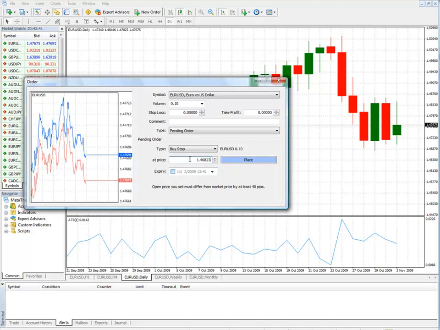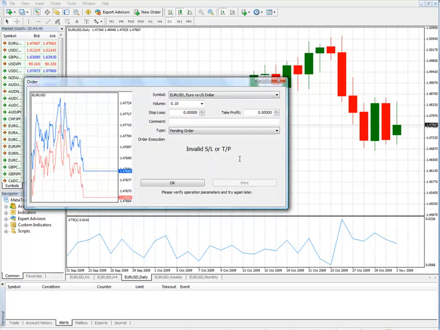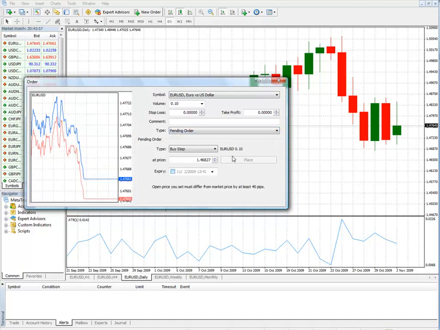1.46827. Okay. What did it tell me? Invalid stop loss or take profit. I'm not trying to set a stop loss or take profit. I just want a buy stop. Open price you set must differ from market price by at least 40.